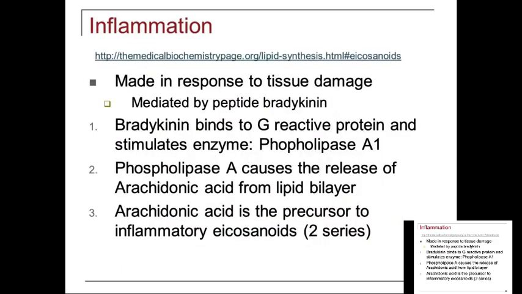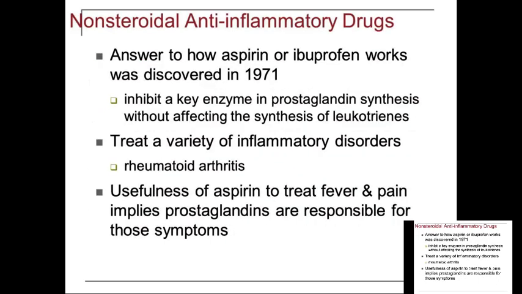Inflammation is made in response to tissue damage, and it's mediated by bradykinin. Bradykinin binds to the G protein that we learned about earlier, and it's going to stimulate phospholipase A1 or PLA. And the PLA is going to cause the release of the arachidonic acid from the phospholipid bilayer. And then the arachidonic acid, we said that's the precursor to the two inflammatory eicosanoids, which was the LOX and the COX enzymes.